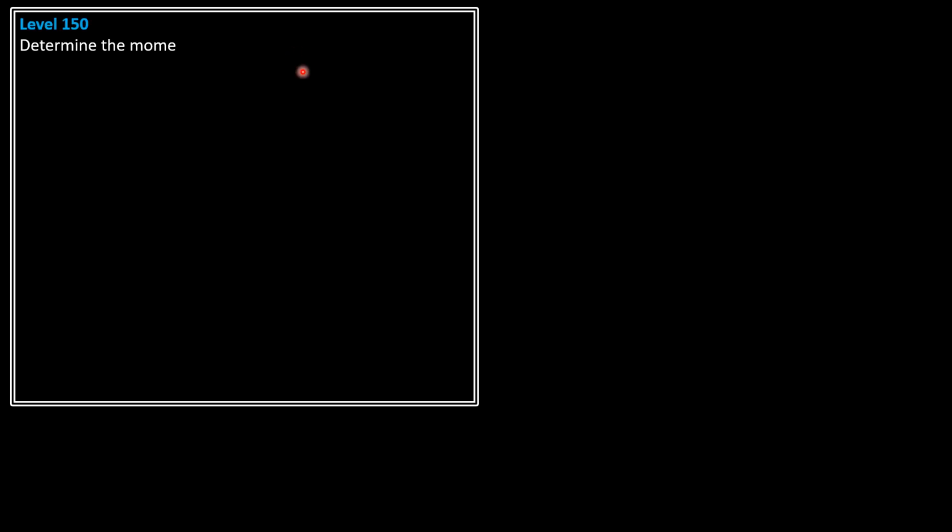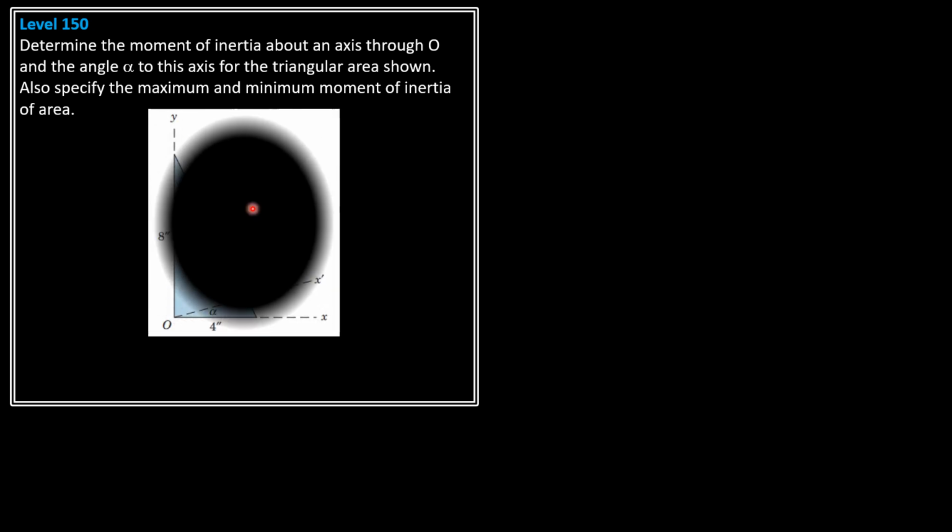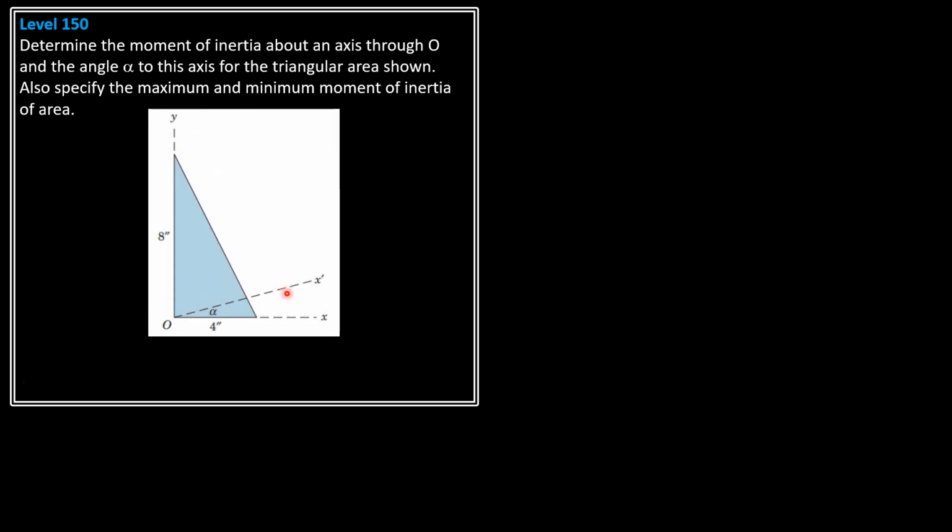Level 150, determine the moment of inertia about an axis through O and the angle alpha to this axis for the triangular area shown. Also specify the maximum and minimum moment of inertia of area. So here is the given figure for our solution.